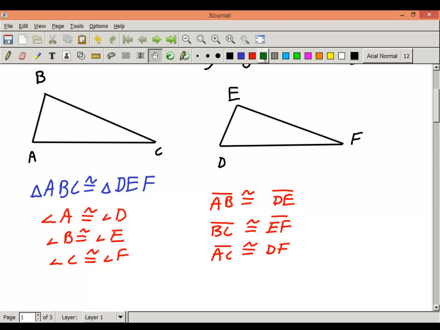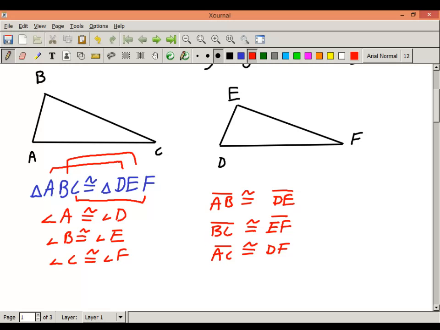And so when you look at those letters, the angles that go together are mentioned first. The angles that go together are mentioned second there. And then the last pair of angles that go together are mentioned third. They're the third letter. So the angles that are corresponding are mentioned in the same position in the statement.